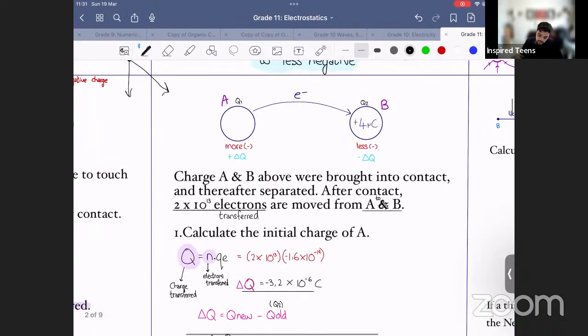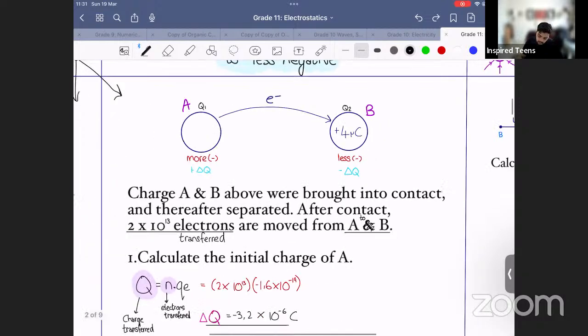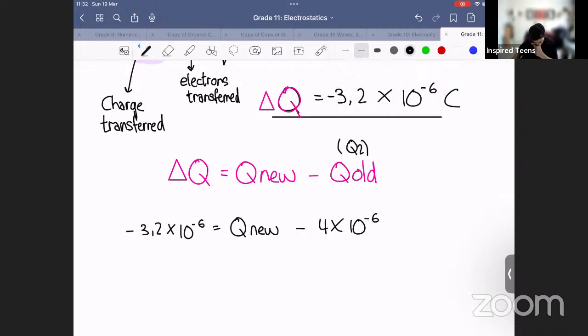So negative 3,2 times 10 to the negative 6 is equal to Q new minus Q old. Again, we know that I'm choosing 4. It's the only information I have for Q old. I don't have A's Q old. That's what they're asking me to calculate. And since it's the less negative one, it has a negative delta Q, and therefore it requires negative. Okay. And then Q old is 4 times 10 to the negative 10. Again, you don't have to convert it, but I'm just converting it to be safe.